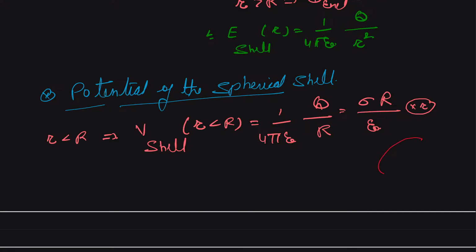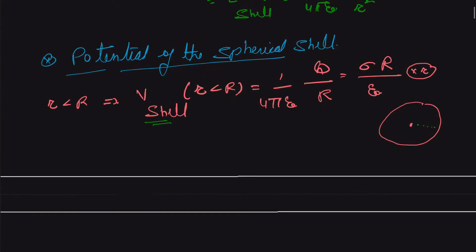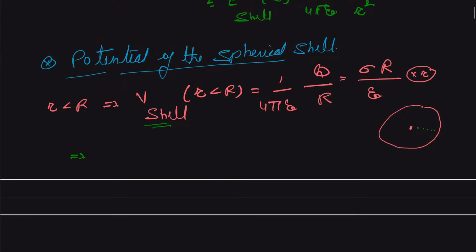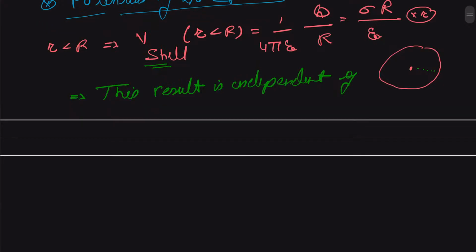It means if this is the shell and this is the center, then this point r can be somewhere here, here, here, here, and here. Okay. So this potential will always be the same, or we can say it will be constant. Therefore we can say this result is independent of position inside the shell.